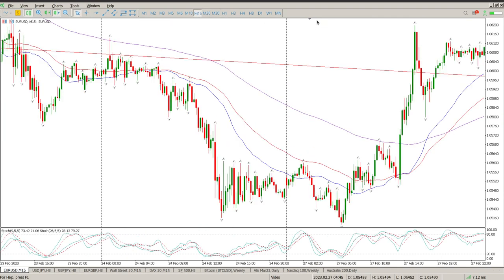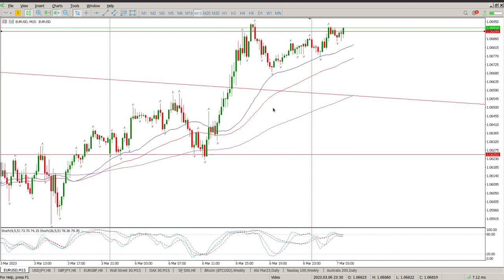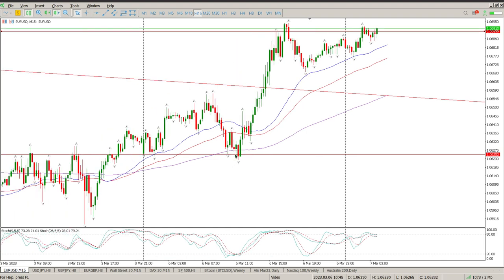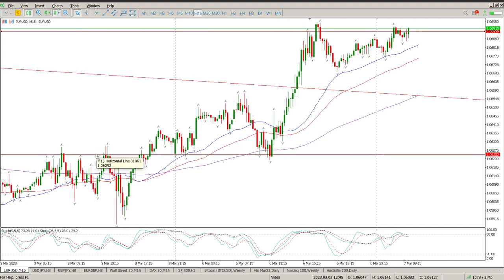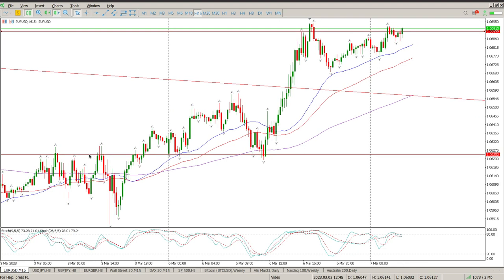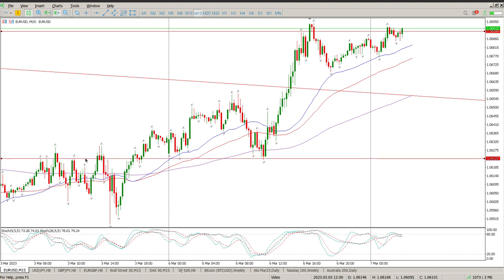If I just drop down to 15-minute for a second, you'll see pin bar and then a bit of structure. There's another 15-minute opportunity, just a little bit lower. You can see two attempts there. There's an attempt, and you can see that's exactly what happened.